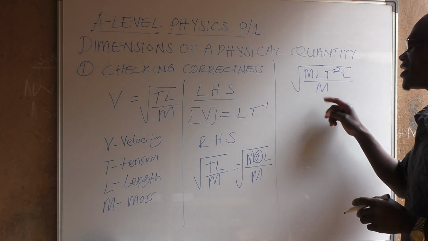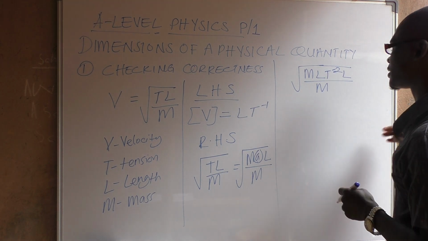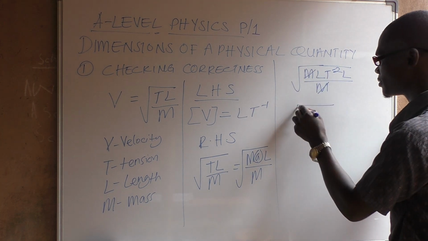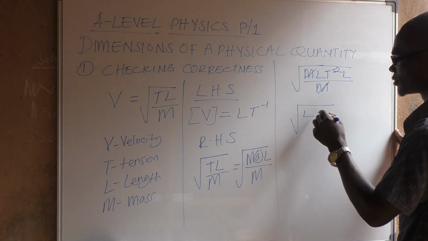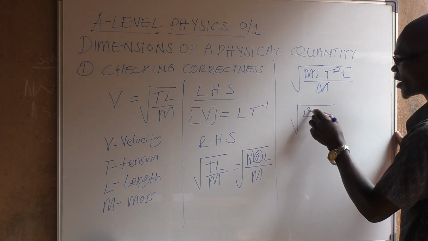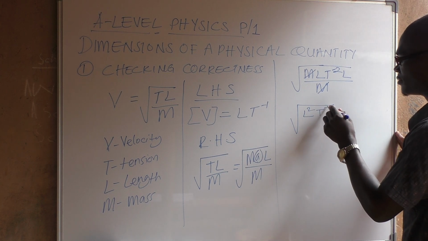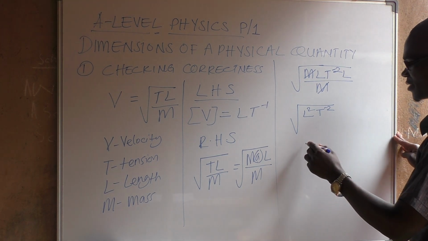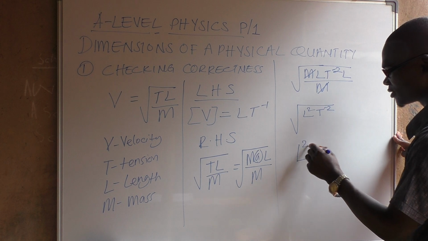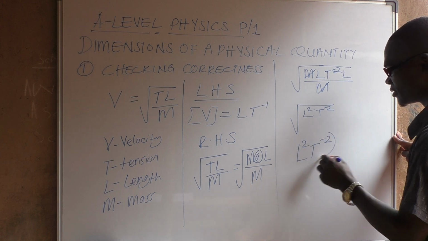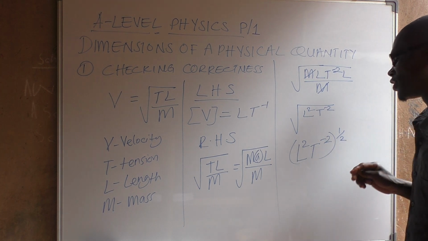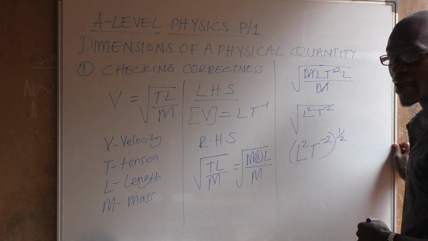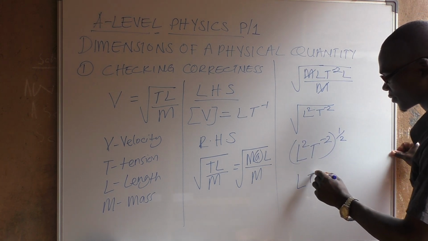So you realize that from here we can cancel the mass. So that will remain with the square root of length squared per time squared. And the square root is the same as length squared per time squared to the power half. So when we multiply each power by a half, it reduces the square, so that we get length per time.